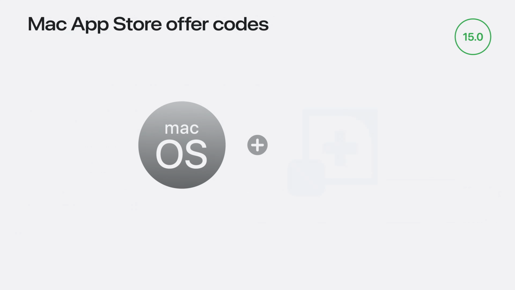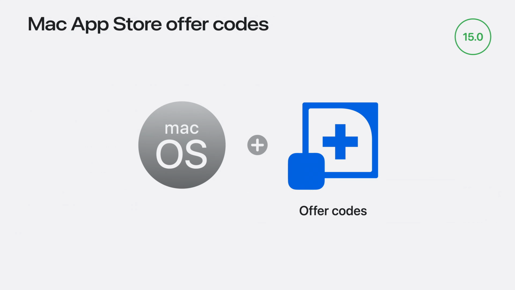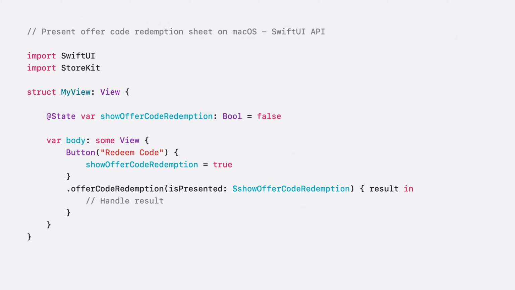Lastly, macOS 15 now joins iOS and visionOS to support presenting the offer code redemption sheet. In SwiftUI apps, you can present the offer code redemption sheet using the same API as iOS. That covers our new StoreKit APIs for existing subscription offers.